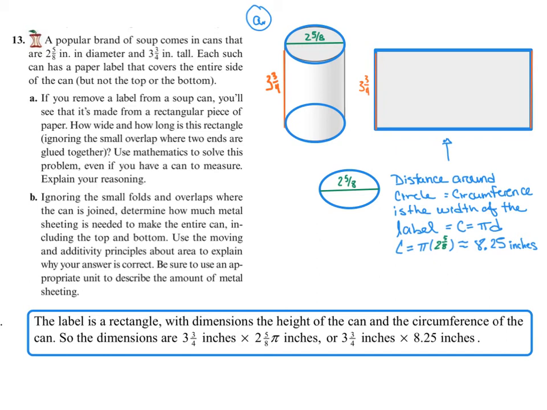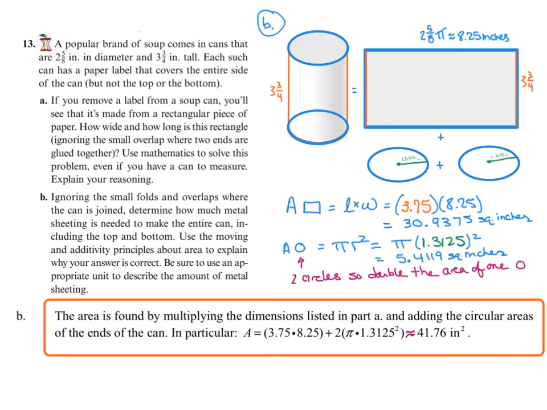Part B says, ignoring the small fold and overlaps where the can is joined, determine how much metal sheet is needed to make the entire can. So this is really a surface area problem. So we're going to dissect our can. We have our rectangular piece that makes up the outside of the can, and then we have the 2 circular pieces, which are the top and the bottom of the can.